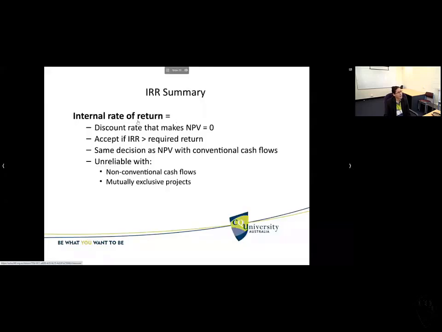Internal rate of return is that discount rate that makes net present value 0. You accept it if the internal rate of return is greater than whatever your company's required rate of return is. It usually results in the same decision as net present value with conventional cash flows, but it can be unreliable in these two scenarios as I showed briefly in the example. So non-conventional cash flows such as decreasing cash flows and mutually exclusive projects.